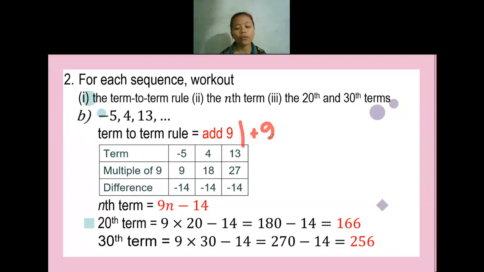If we are going to find the 20th term, we can replace the letter n with 20. So 9 times 20 equals 180. 180 minus 14 equals 166. For the 30th term, 9 times 30 minus 14. 9 times 30 is 270. 270 minus 14 equals 256.